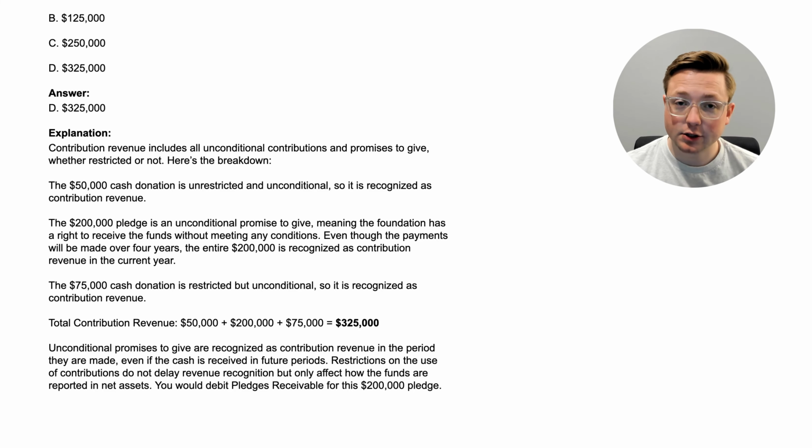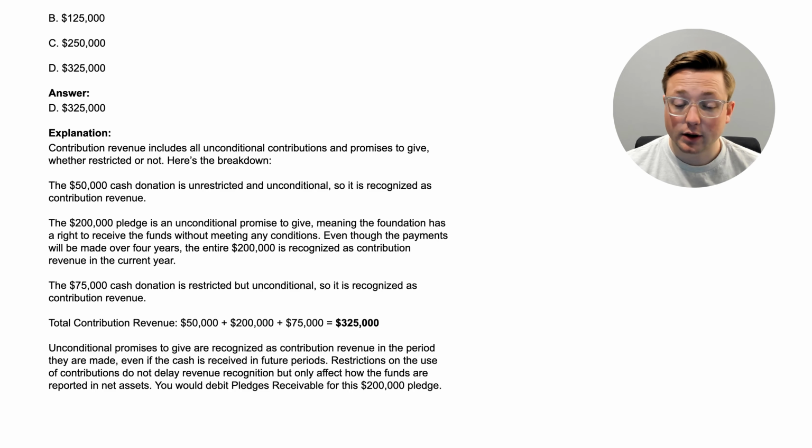So that's different than a conditional pledge, where you don't report anything. An unconditional pledge, you do report it as revenue. There might be an allowance for doubtful accounts depending on the situation where you're like, I don't think we're actually going to receive all of that money, so that might be something you see. But overall, just know that unconditional pledges or promises, you do record them as revenue.